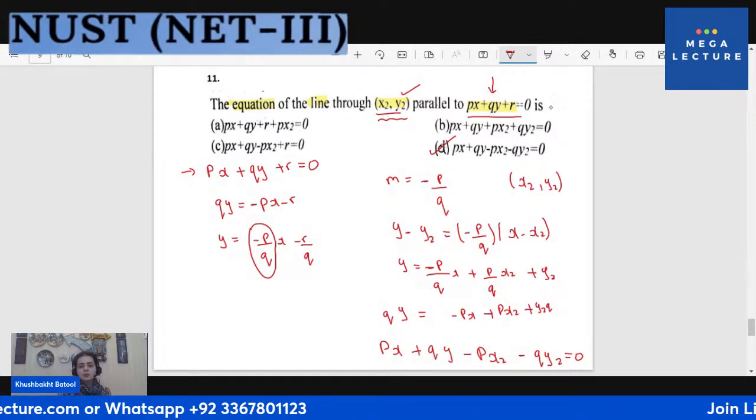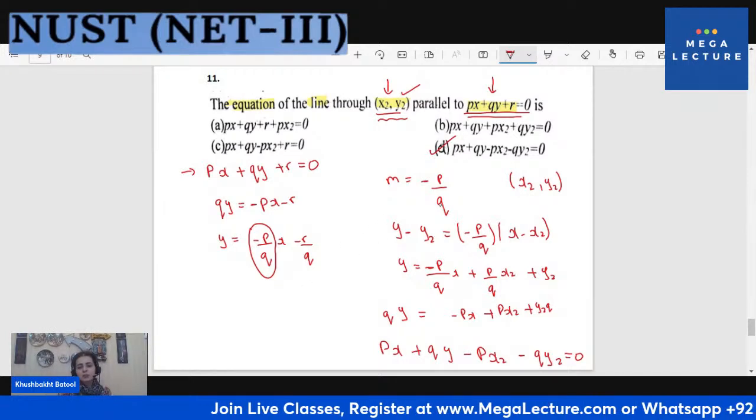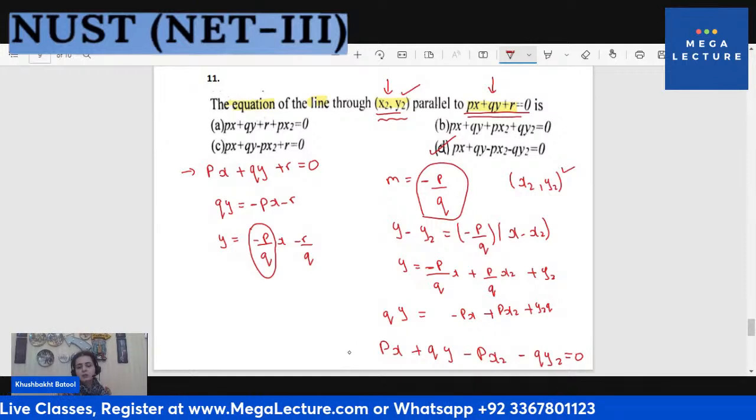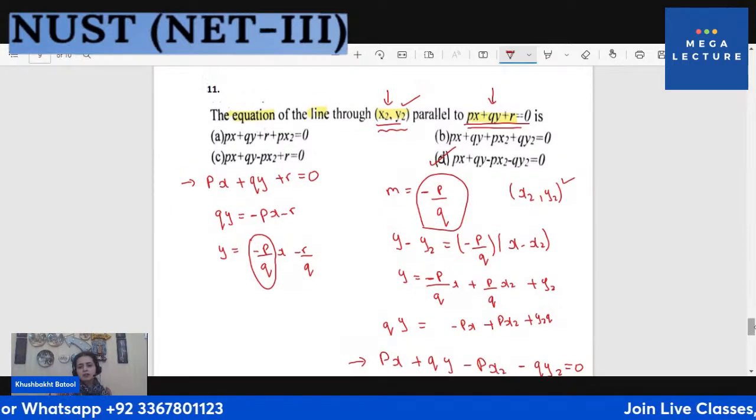So the scenario was clear. I could see that the point on the line is this and the equation is this. Using the equation, I was able to find the gradient. Using the gradient and the point, I was able to figure out the equation. So that is it. These were some questions from the 18th chapter.